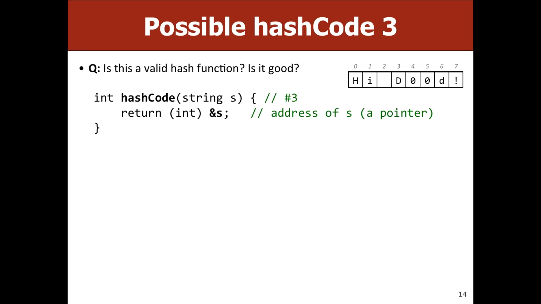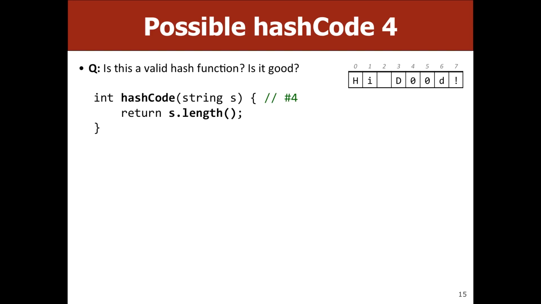Okay. What about this one where we return the memory address of the string, which is a number, right? So how many people think this is valid? How many people think this is invalid? Yeah, so this one's a little bit harder because you could have two strings in your main function that are the same, like they both are "hi dude", but they're at different memory addresses because they're different variables. So yeah, in this case, this would be an invalid hash function.